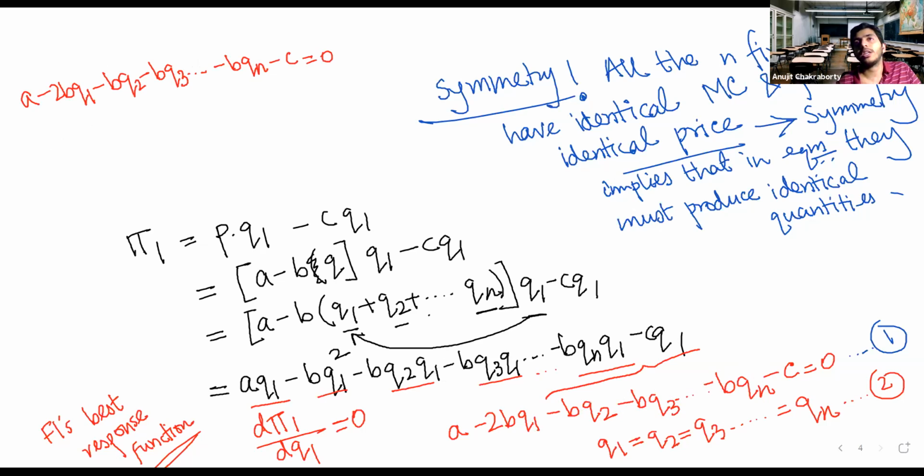When all the q's are equal, what we understand is that this q2 can be replaced by another q1. This q3 can be replaced by a q1 also. This qn can also be replaced by a q1. All of these quantities can be replaced by q1s. That is what it tells us. So then what happens is this bq2 becomes a bq1, a bq3 becomes a bq1, bqn becomes a bq1. Everything has become a bq1.